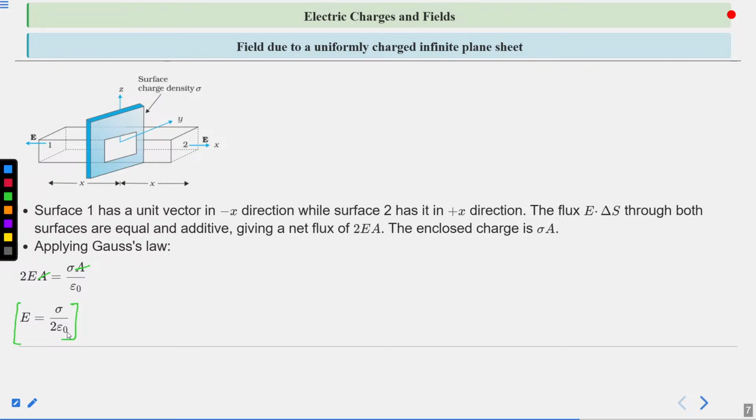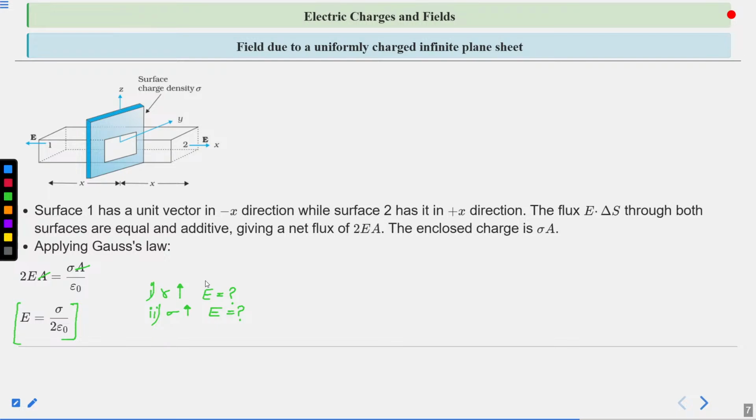Now here is one question for you. Suppose we increase the value of R, what will be the effect on E, if we talk about the field due to a uniformly charged infinite plane sheet? And in the second case, if we increase the value of sigma, what will be the effect on electric field E? Please answer.